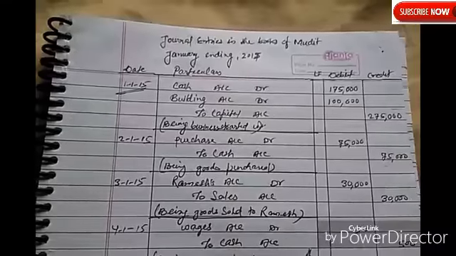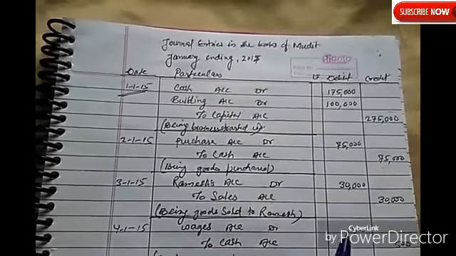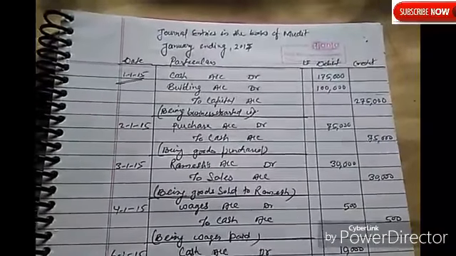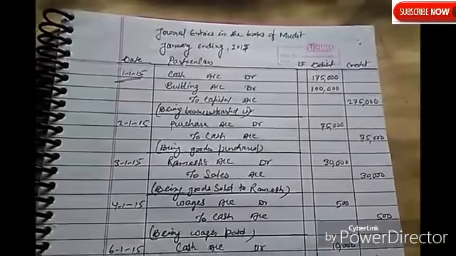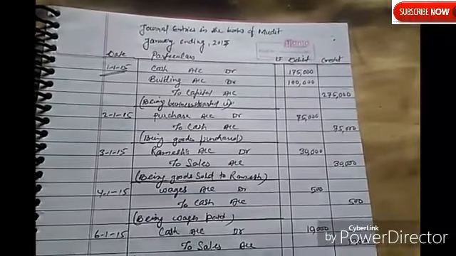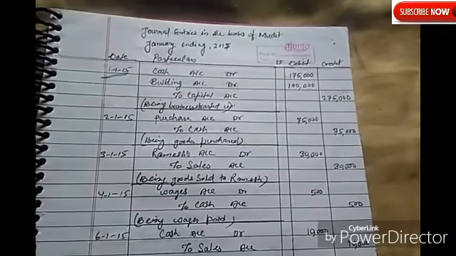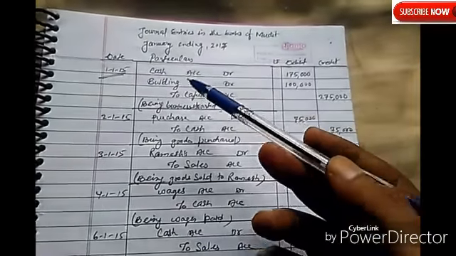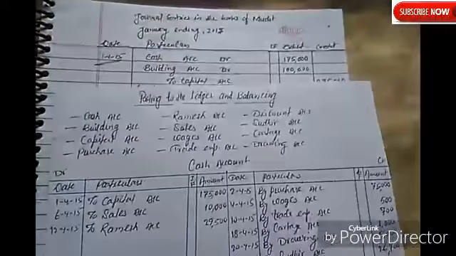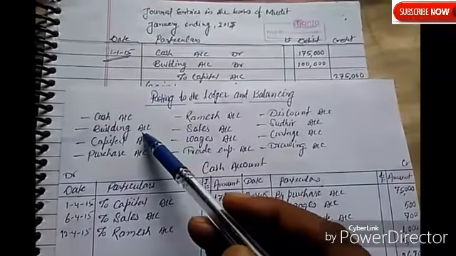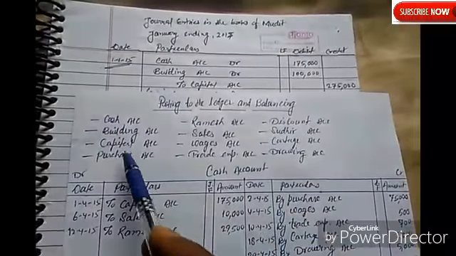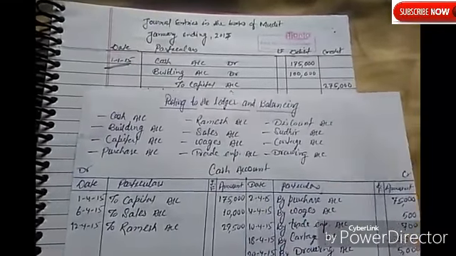Okay, here is a complete list of journal entries for the month of January 2015, as we discussed earlier in my previous video. So let's see, first, before posting the journal entries to the ledgers, we should count how many types of accounts are involved in all these transactions. Make a list like this: cash account, building account, capital account, purchase account, Ramesh account, sales account.